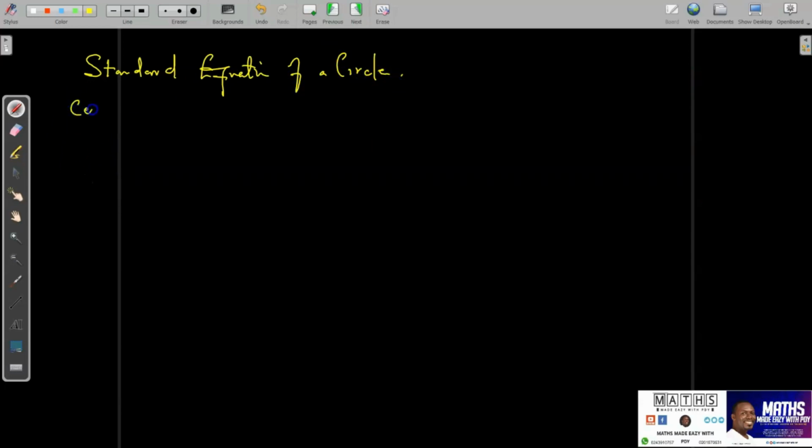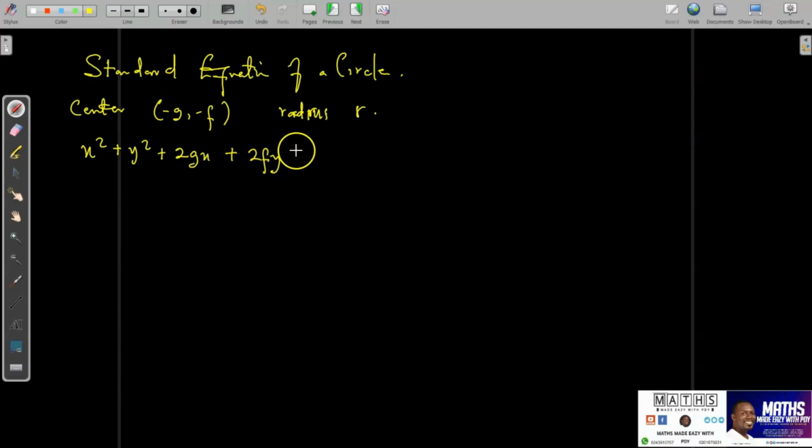We have, if the center is minus g, minus f, and the radius is r, then we use x squared plus y squared plus 2gx plus 2fy, then plus c equal to 0, where c is equal to g squared plus f squared minus r squared. I hope you remember this. It was on the other page.